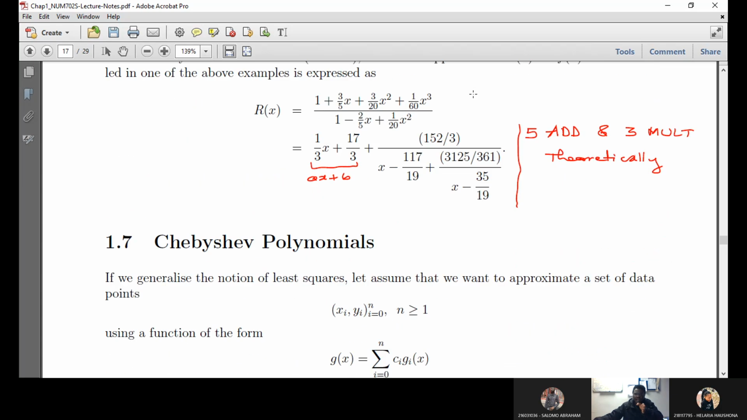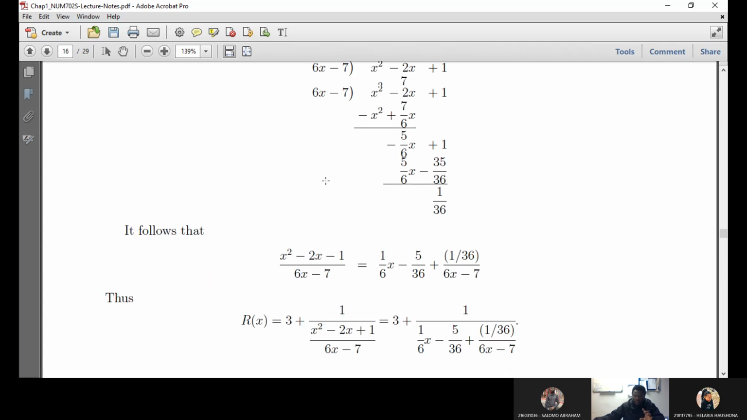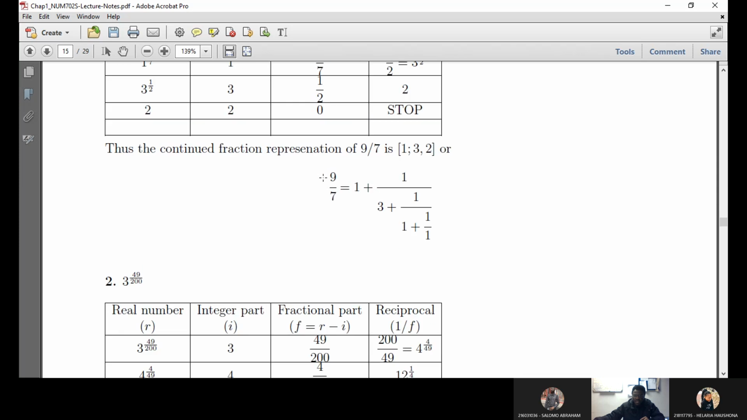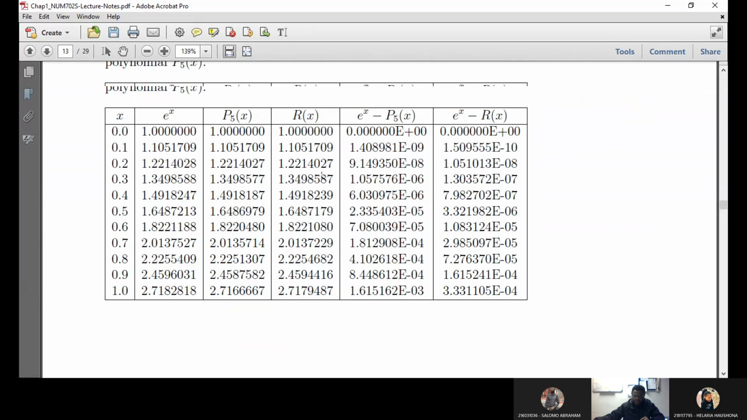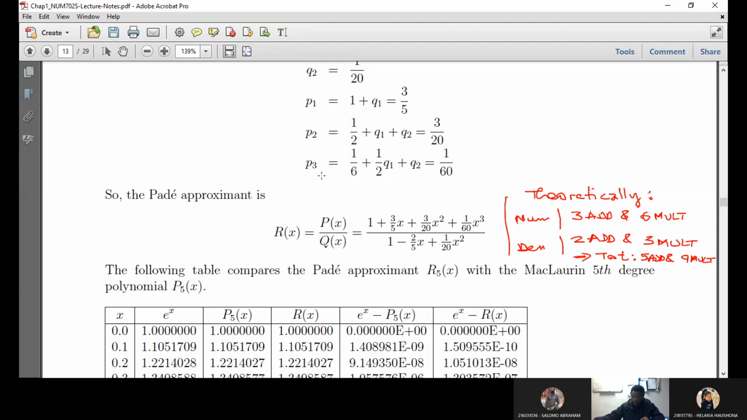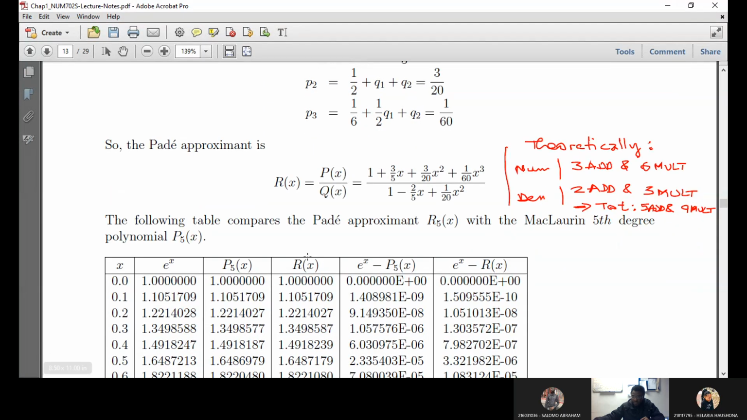Now let us go back. So here it is 5, 3. Now above, when we computed how many there were, I think we had up to 9 multiplications, if I'm not mistaken. 9 multiplications. Whereas previously it was 5, 3. So you see that the number of additions is being conserved, right?